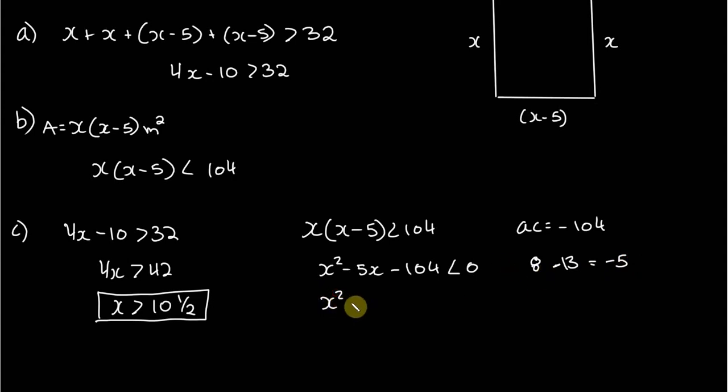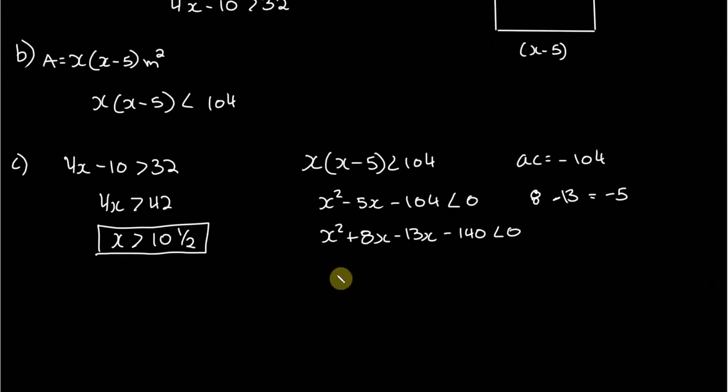So we've got x squared plus 8x minus 13x minus 104, which is set to be less than 0. We factor out an x from this side, and we end up with x plus 8. Factor out a negative 13, and we know that 13 times 8 is, oh sorry, I wrote 140. It should be 104. We know that 13 times 8 is 104. So we factor out a negative 13 here, and we get x plus 8 less than 0.